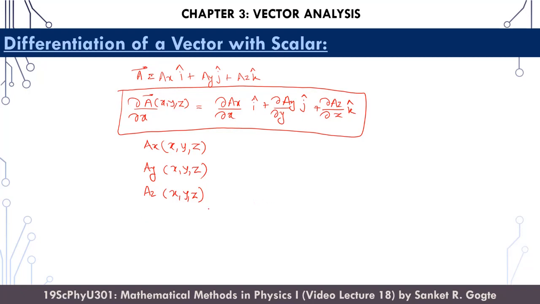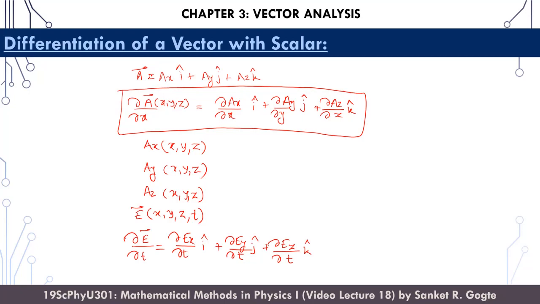Suppose, for example, we have E as the electrodynamic field. So it will depend on space and it will also depend on time. And I may want to find this partial differentiation ∂E/∂t, which is going to be ∂Ex/∂t i plus ∂Ey/∂t j plus ∂Ez/∂t into k. So this is what it means to differentiate a vector with respect to a given scalar quantity.